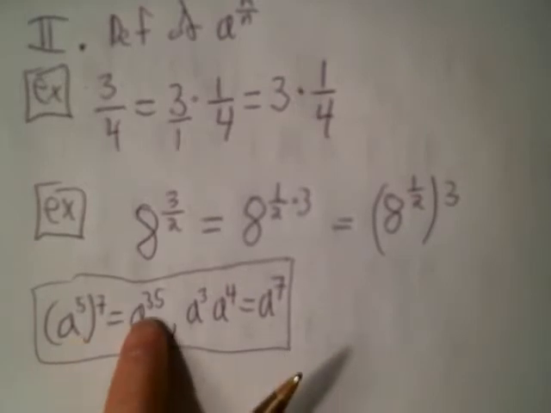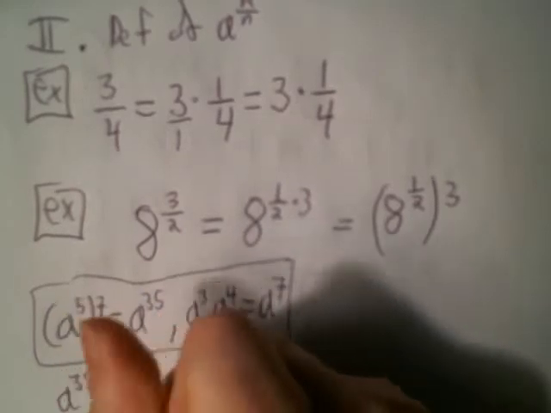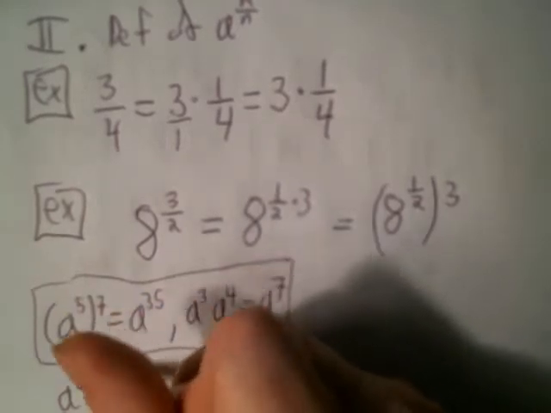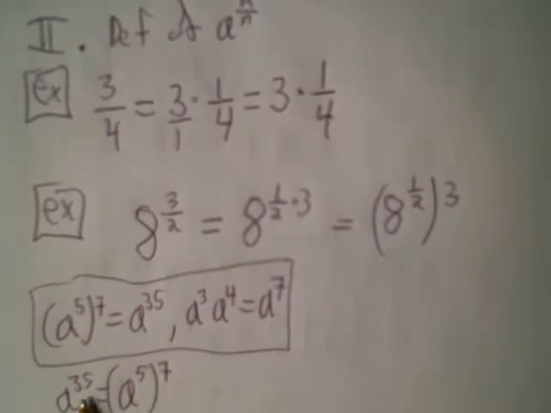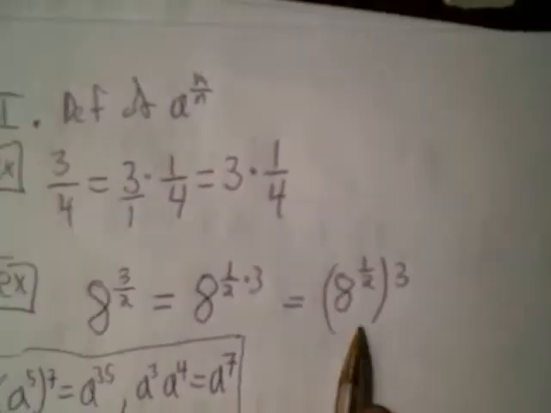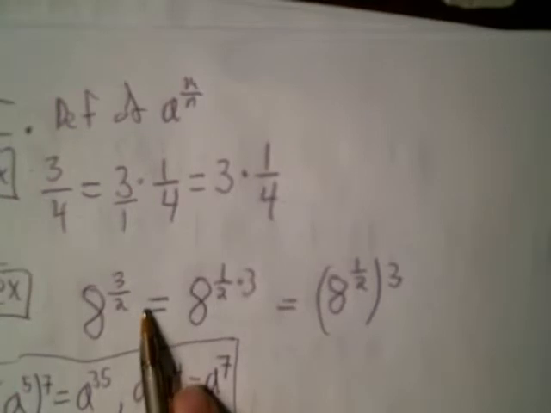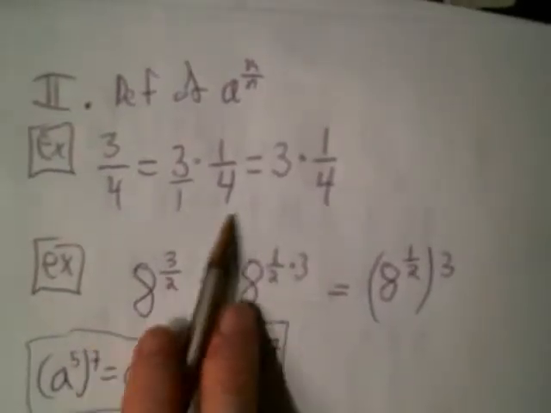I have a to the 35, and I know that a to the 35 is the same as a to the 5 times 7, right? So I could write it as a to the 5th to the 7th, and if you go in the other direction, 7 times 5 will give you 35. So up here, that's what I'm getting at. If I have 8 to the 3/2, that's the same as writing 8 to the 1/2 times 3 because of this.